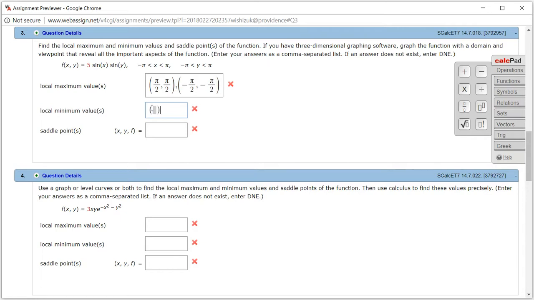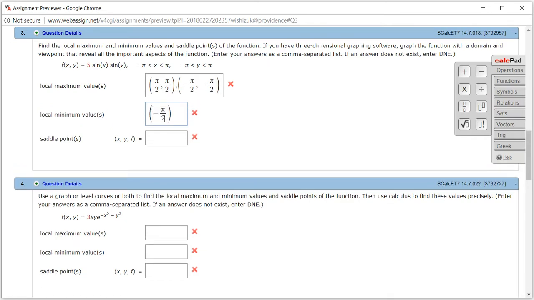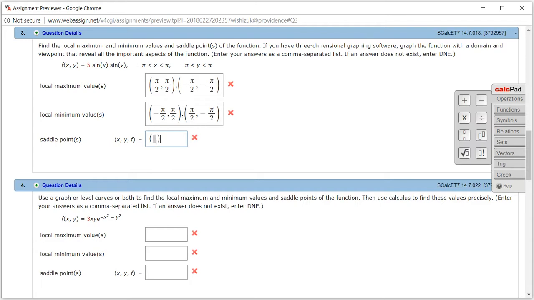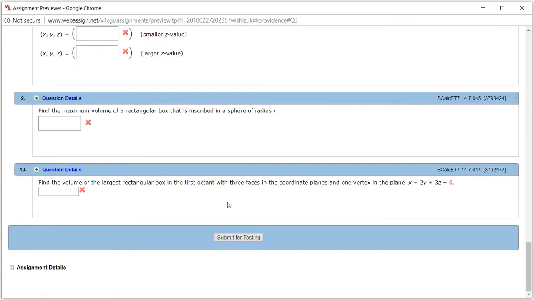Minimum when you have different signs. So it's negative pi over 2 comma positive pi over 2, or positive pi over 2 comma negative pi over 2. And the saddle point is the origin. So let's check the answer.